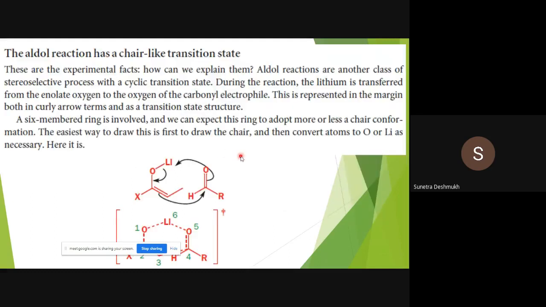Okay, so the aldol reaction has a chair-like transition state, as we all know. The aldol reaction will get this type of transition state, a 6-member transition state is forming. Once we have the enolate, pay attention here. We got the enolate, and this enolate we normally react with another molecule of the aldehyde. So this enolate we got from one molecule of aldehyde.